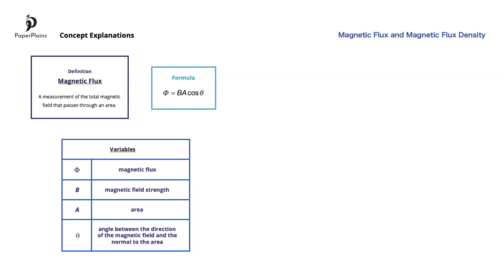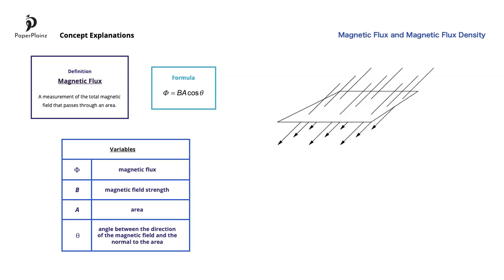Let's explore this formula a bit further by examining a magnetic field that passes through a given area. The arrows represent magnetic field lines. Let's assume that the strength of the field is B and that the rectangular area that you see here is A. Theta that you see in the formula, in addition to B and A, is the angle between the direction of the magnetic field and the normal to the area.